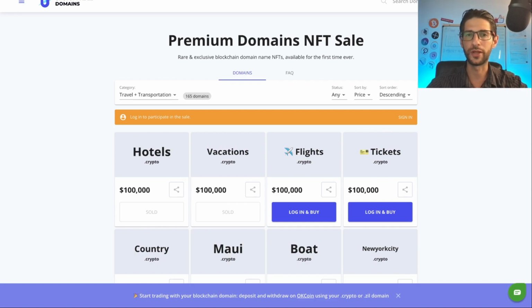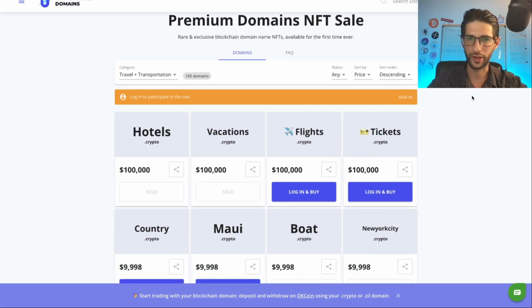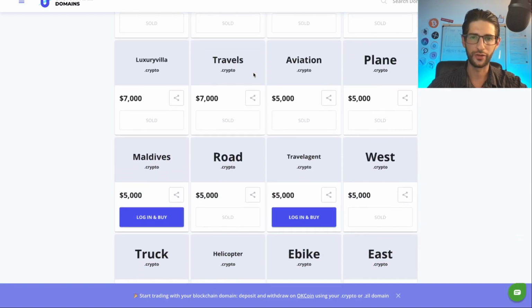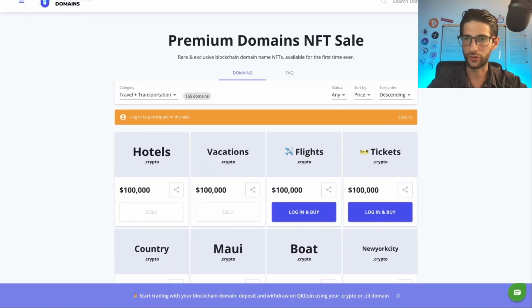Because the ownership will be set on the smart contract of Ethereum. I actually bought a lot of domains, and right now they are selling the premium domains. For example, it's already sold, but you will be able to buy hotels.crypto for $100,000, and you can get into this page and see what other premium domains are available, or you can search for your own domain, maybe your name and last name, and you can register that. But this is a cool and useful way to work with NFTs.